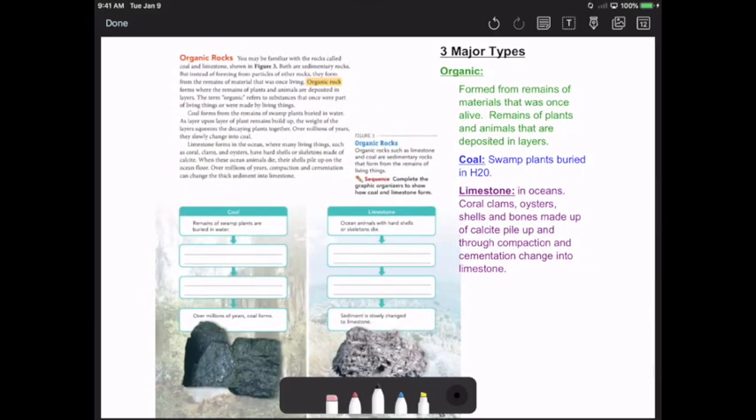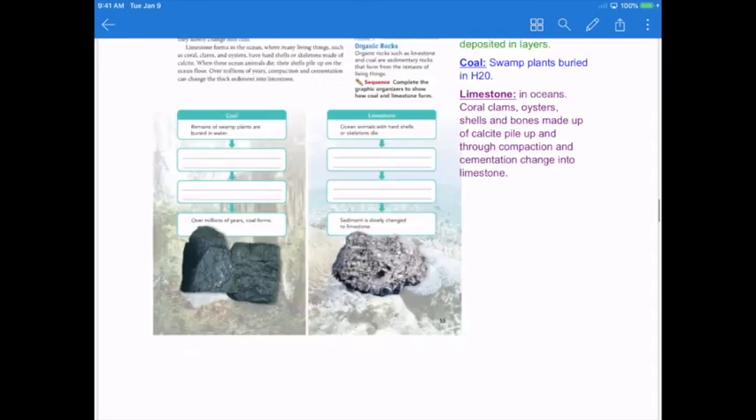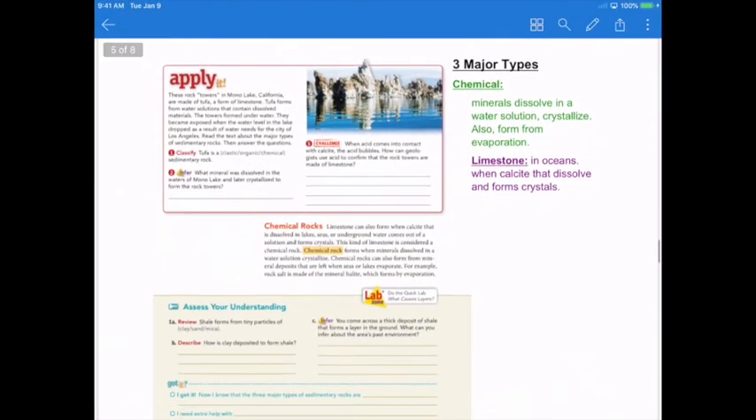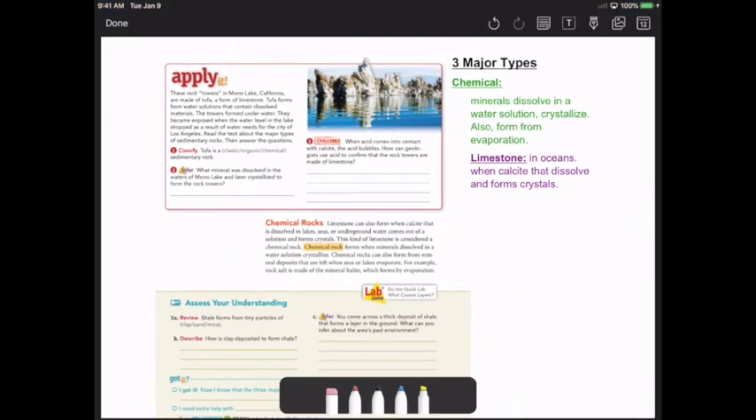Okay, then we have limestone, which is in oceans. It's made up of coral, clams, oysters, shells, and also bones that are made up of calcite. They pile up in the ocean, and through compaction and cementation, they finally change into limestone after millions of years.